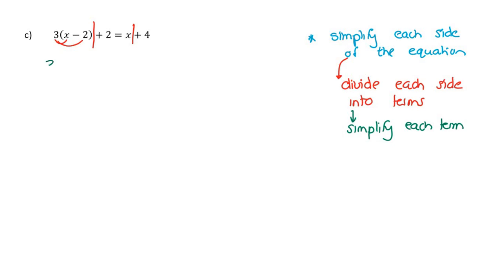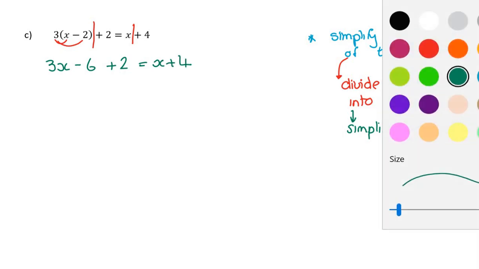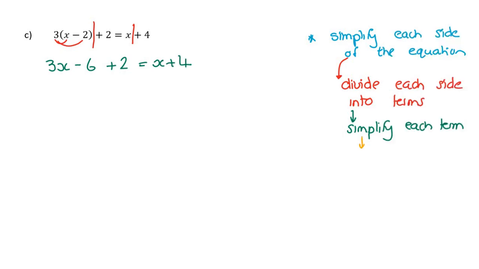So here I'm going to get 3x. Now remember, don't put an equal sign there because you think you're simplifying. This is an equation. So I get 3x minus 6 plus 2 equals x plus 4. So now that I've simplified each term, my next step in simplifying is add like terms. And once I've done that, I probably get back to a far easier equation. So 3x take away 6 plus 2 is take away 4.